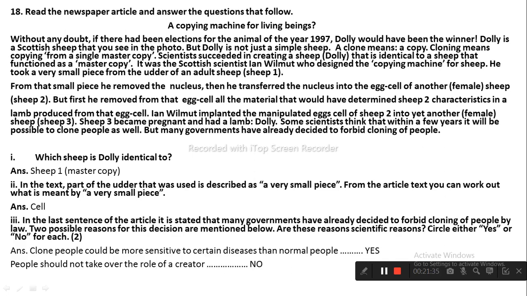In the last sentence of the article, it is stated that many governments have already decided to forbid cloning of people by law. Two possible reasons for this decision are mentioned below. Are these reasons scientific reasons? Circle either yes or no for each. Cloned people could be more sensitive to certain diseases than normal people. Which is correct? Yes. And people should not take over the role of a creator. No.